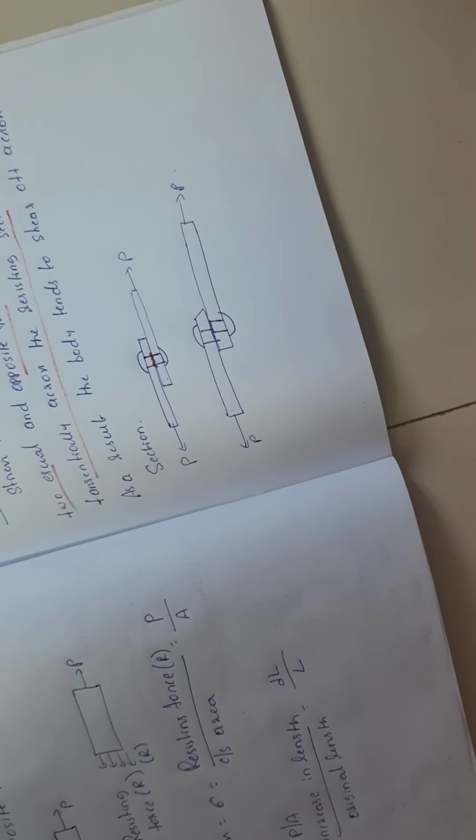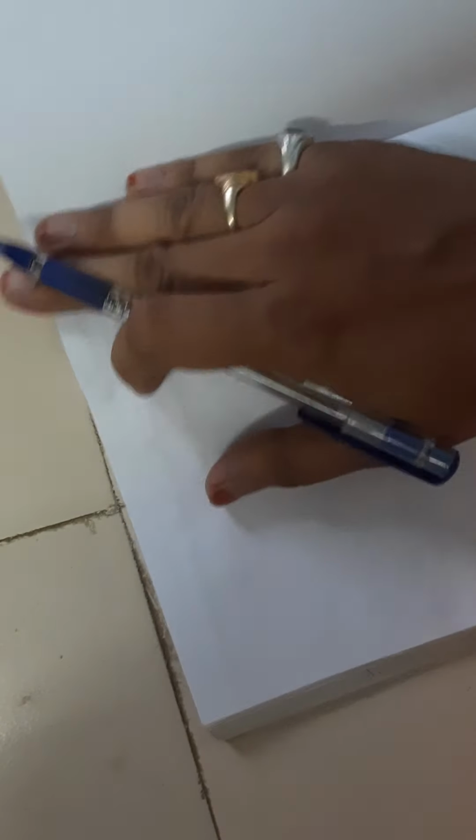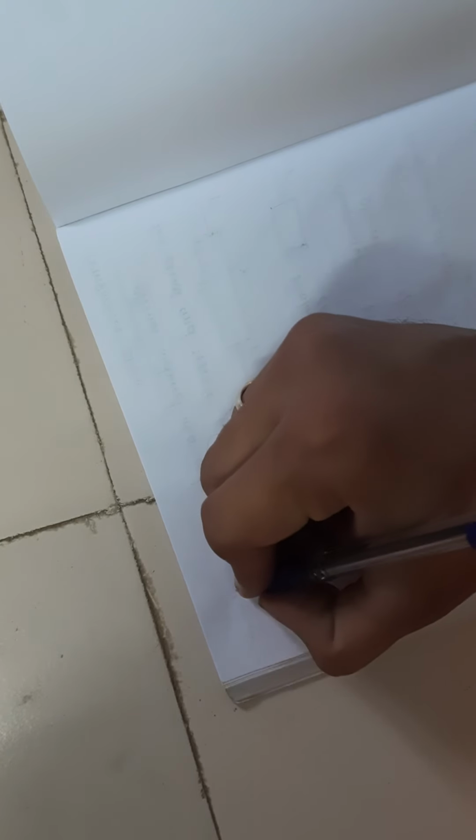Now, how do you calculate the shear stress? We'll see. I'll take that same cross section. Let us take that rivet. I'm taking some portion of that rivet. So consider this rectangular block.